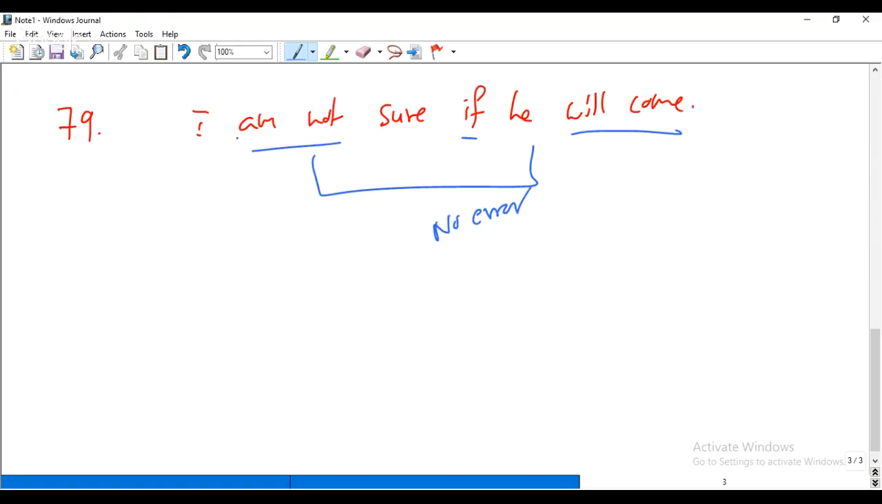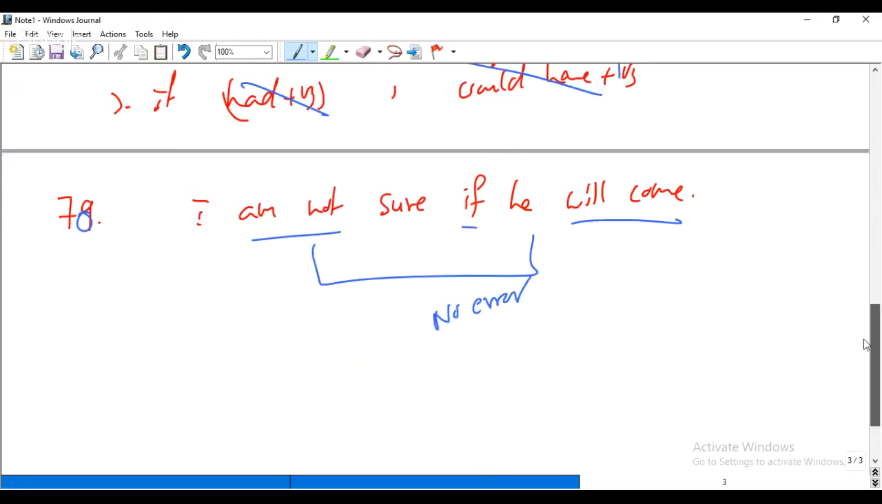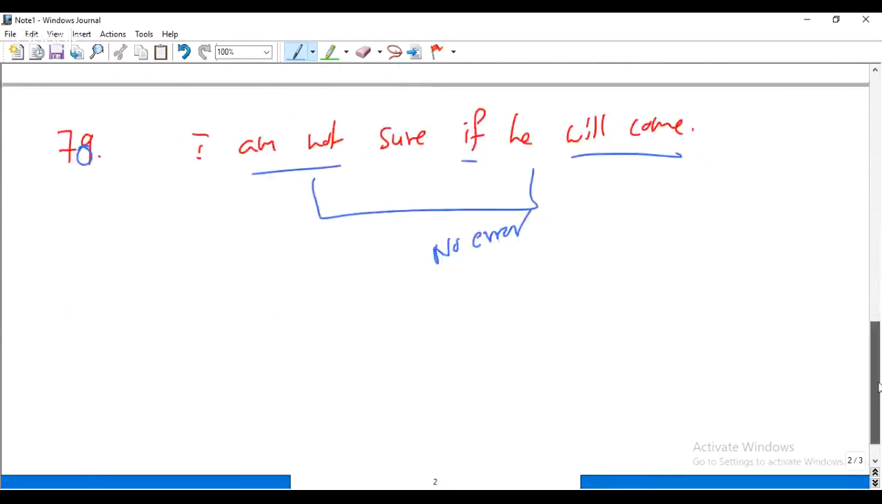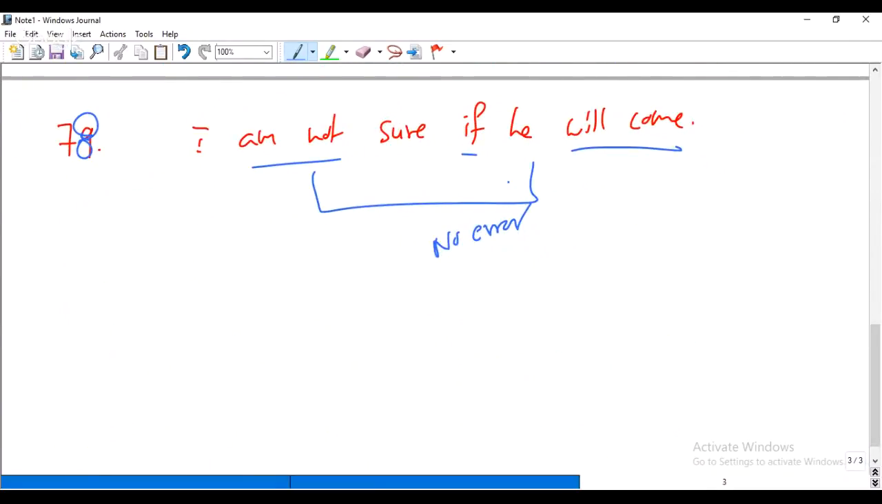So actually the question is this question, 78 question. For this, I'm giving you another example in which it has been asked in the examination in the same model. Now, let's see question number 79.